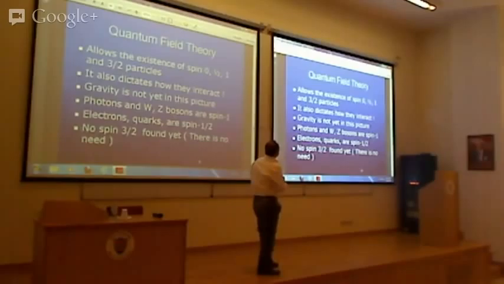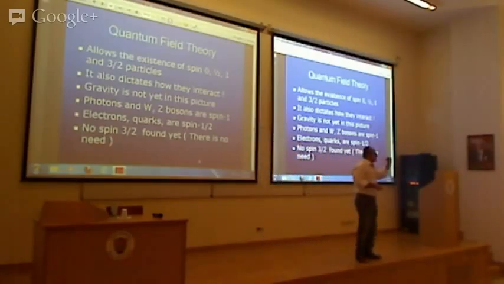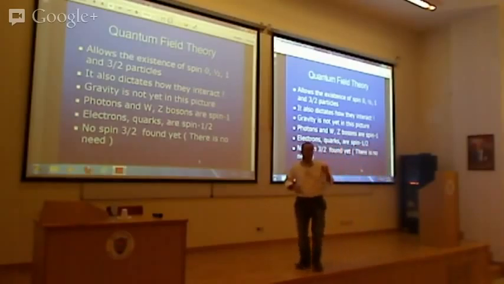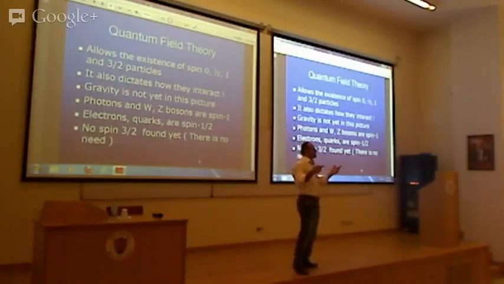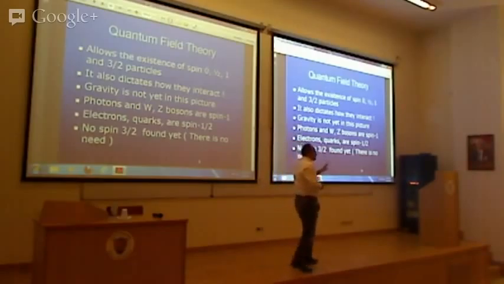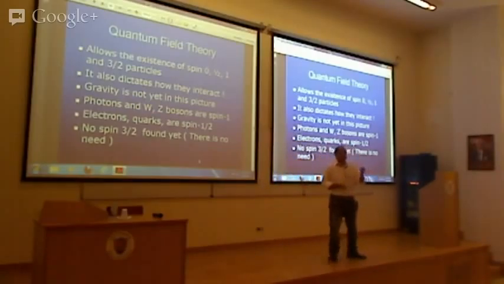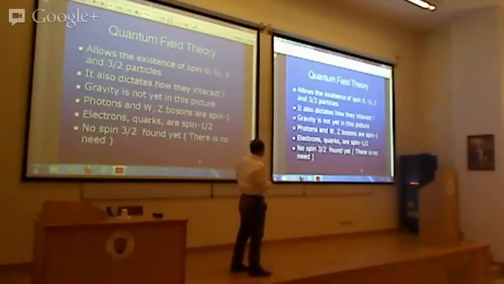Now, quantum field theory also dictates how these particles interact. I find this really fascinating, okay? The theory tells you that certain particles have to exist, or they can exist, and then the theory also tells you that you cannot actually arbitrarily define interaction between these particles. Their interaction is dictated by the theory, and in four dimensions, 3 plus 1 dimensional space, there are only four viable quantum field theories. Actually, the Standard Model is that.